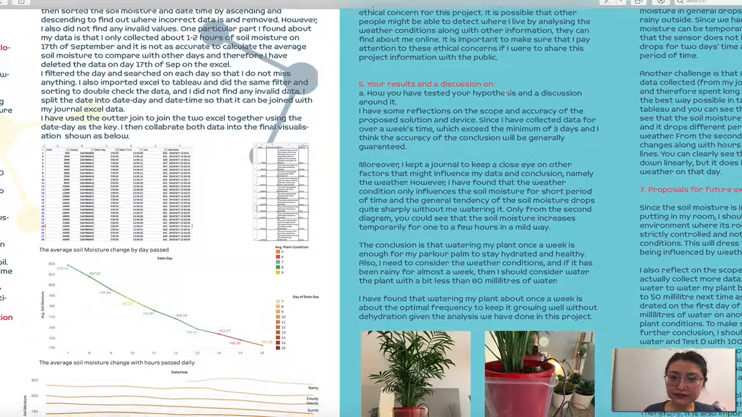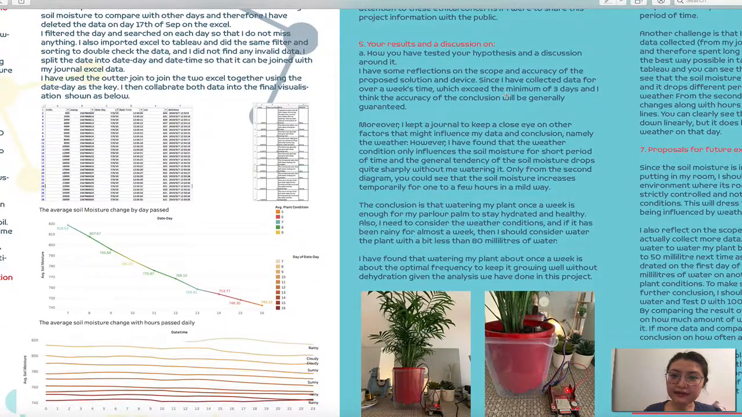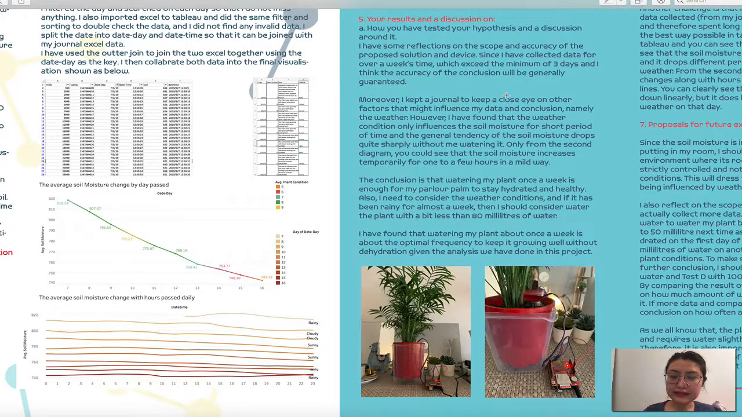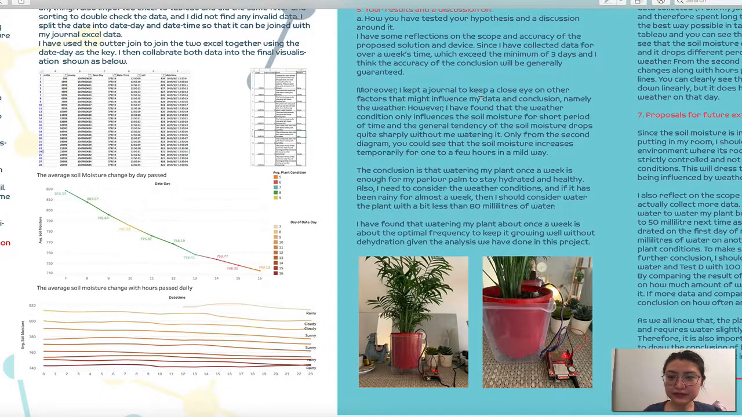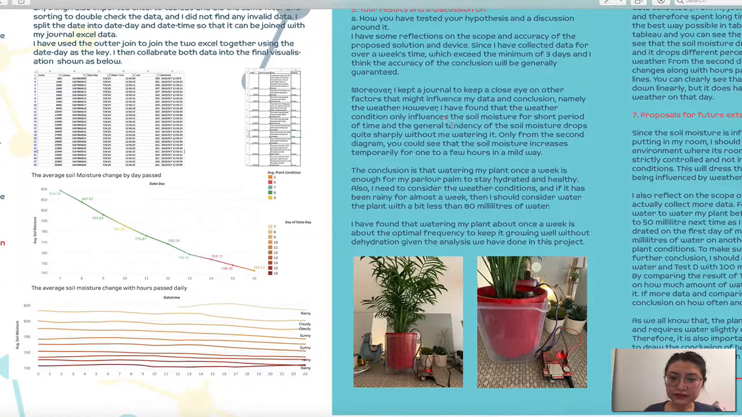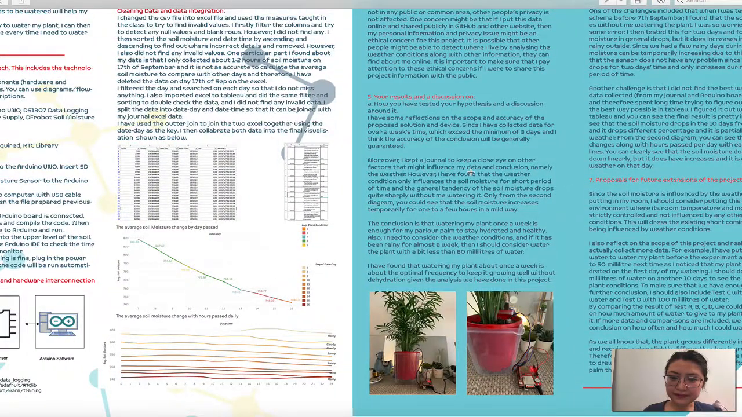So the final result. I do have some reflections on the scope and accuracy of the proposed solution and the devices and systems. Since I have collected data for over a week's time, I think this exceeds the minimum of 3 days required for this project. I think the accuracy of the conclusion that's being drawn for this project is pretty accurate. Moreover, I kept a journal to keep a close eye on other factors that might influence my data and conclusion. So with all the analysis, I have come to the conclusion that watering my plant about once a week is enough for my parlor plum.